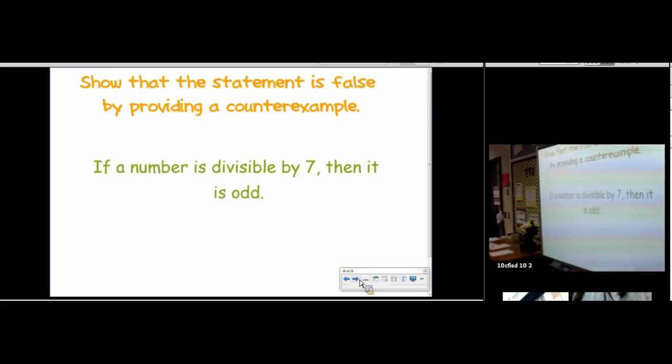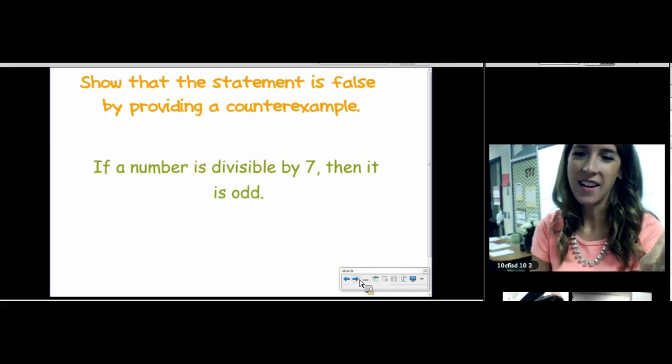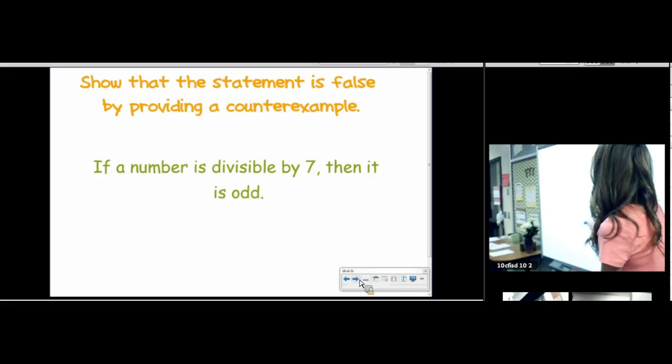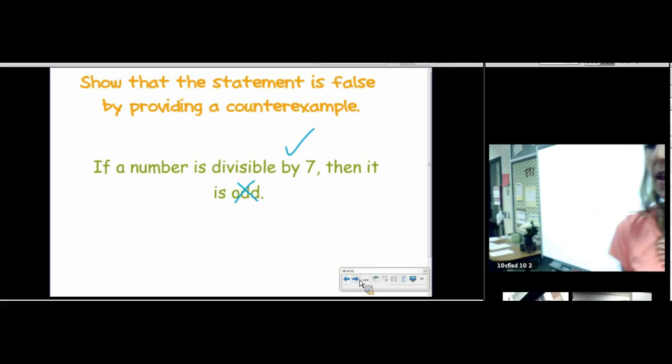If a number is divisible by 7, then it is odd. 14. Very good. So we want a number that is divisible by 7 that's not odd. So we would want an even number. 14, 28, 42.